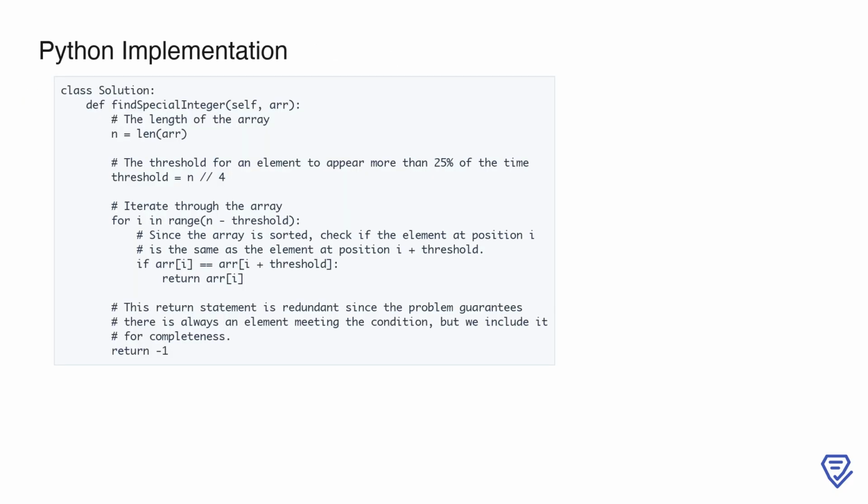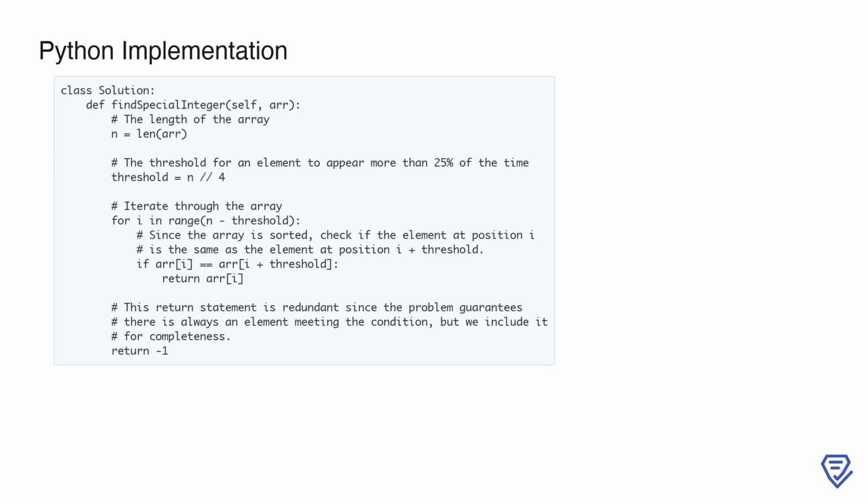This solution leverages the fact that the input array is sorted, which simplifies the task. The key observation is that if an element appears more than 25% of the time, then it must span at least n/4 positions in the array. This means that for any such element, there must exist an index i such that arr[i] is equal to arr[i + n/4].